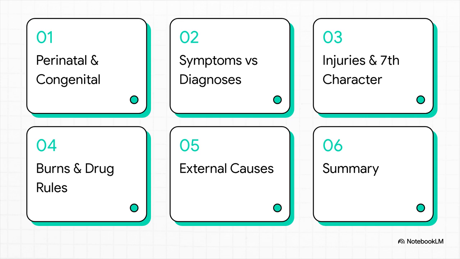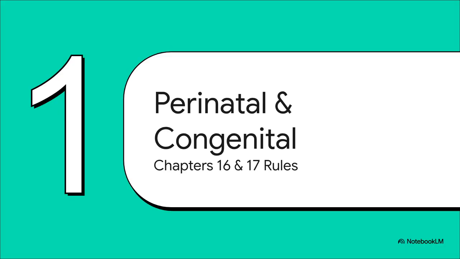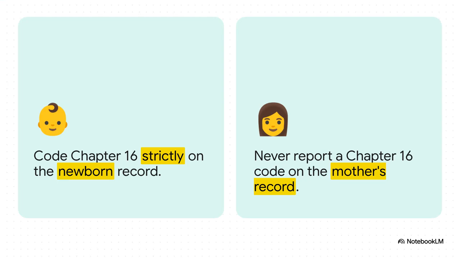Let's dive in. Section 1, Perinatal and Congenital Rules. So chapters 16 and 17, I like to call these the rule breakers of the manual, mainly because they operate on some pretty absolute boundaries. Chapter 16 codes cover conditions originating in the perinatal period. They belong strictly on the newborn's record. You must never, and I mean never, report a Chapter 16 code on the mother's record. The exam is absolutely going to try to trick you by mixing these up in clinical scenarios, so keep this separation ironclad in your brain.